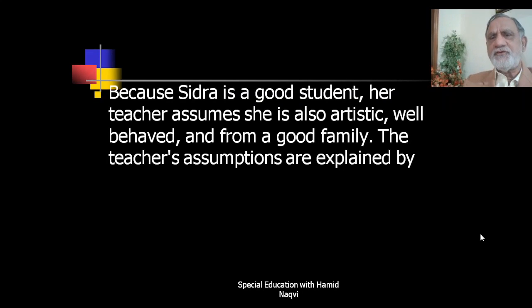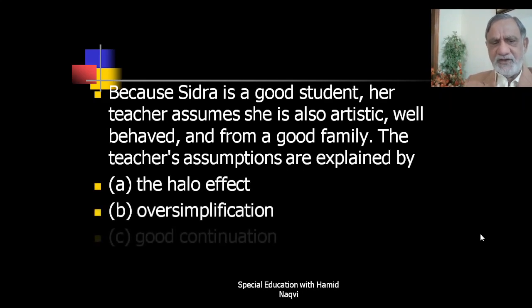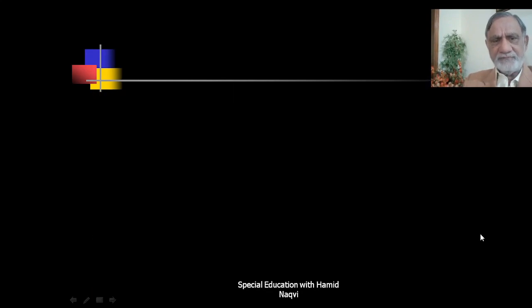Because Sidra is a good student, her teacher assumes she is also artistic, well behaved, and from a good family. The teacher's assumptions are explained by the halo effect, the oversimplification, the good continuation, or self-fulfilling prophecy. The correct one is the first one, the halo effect.